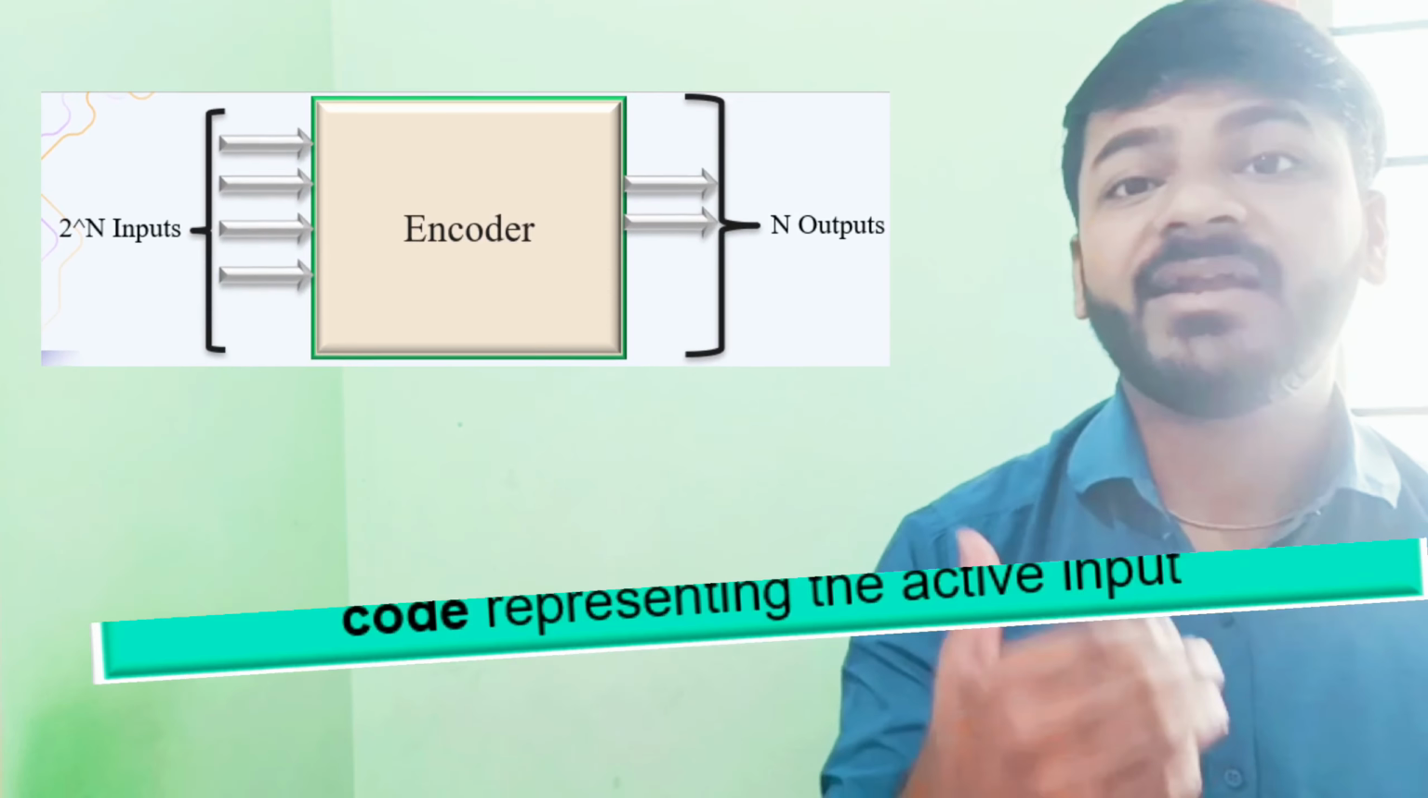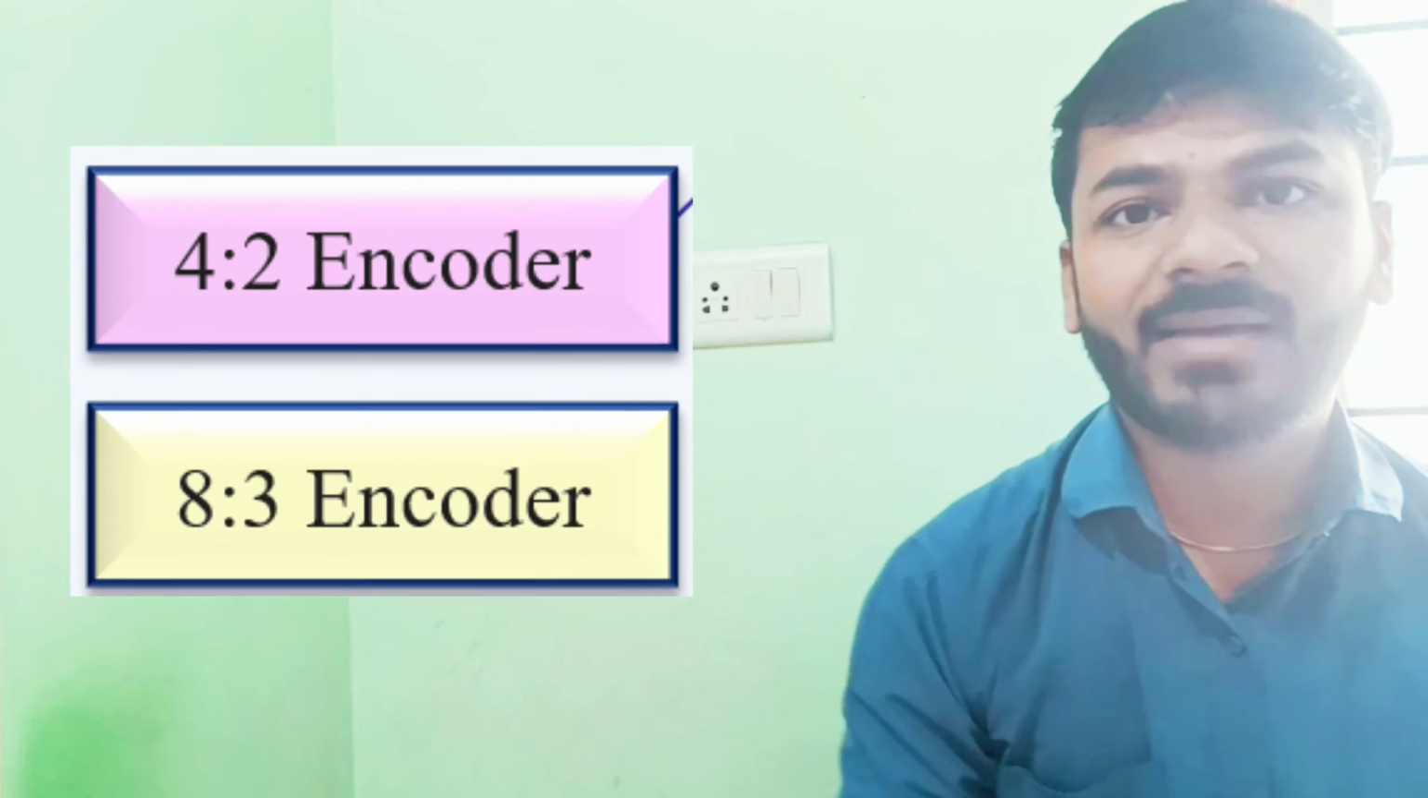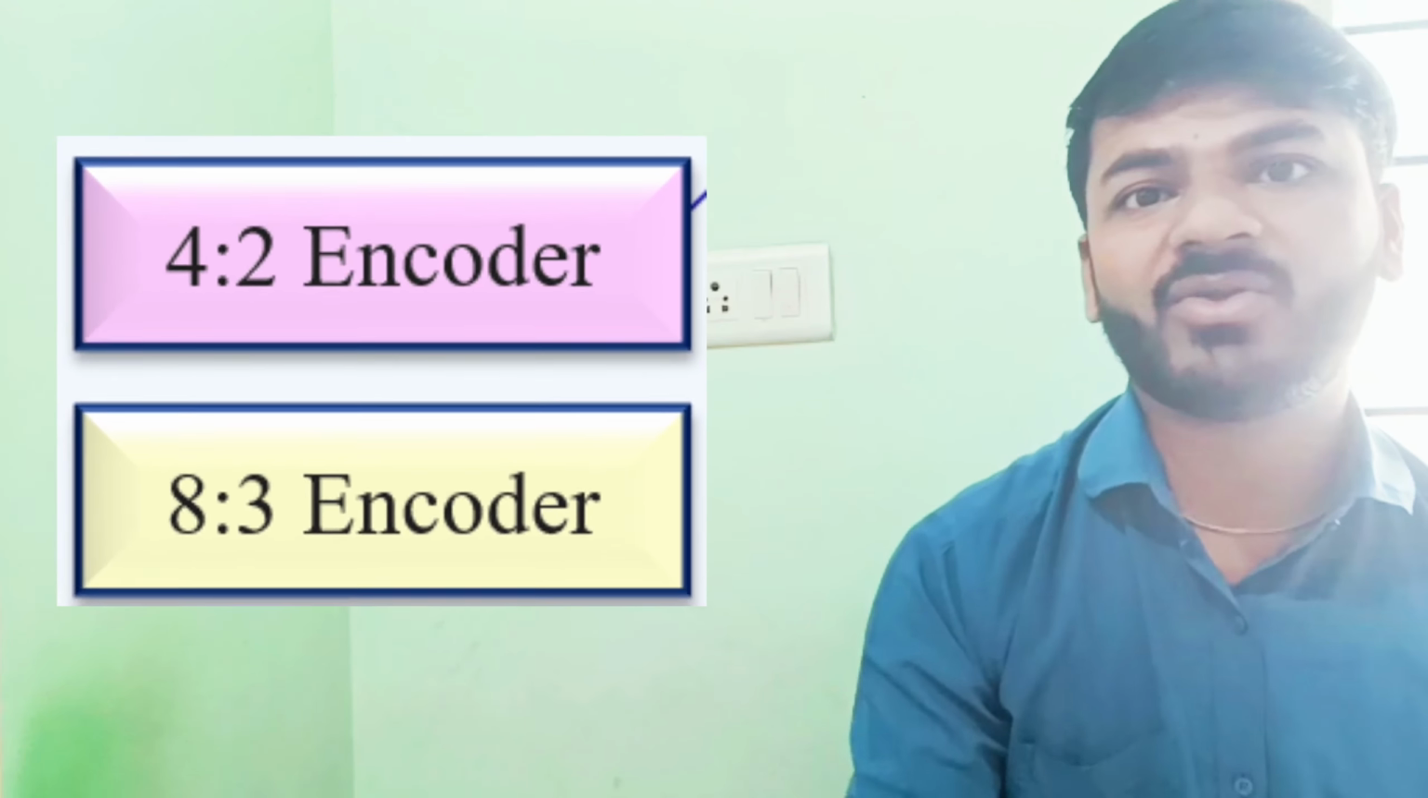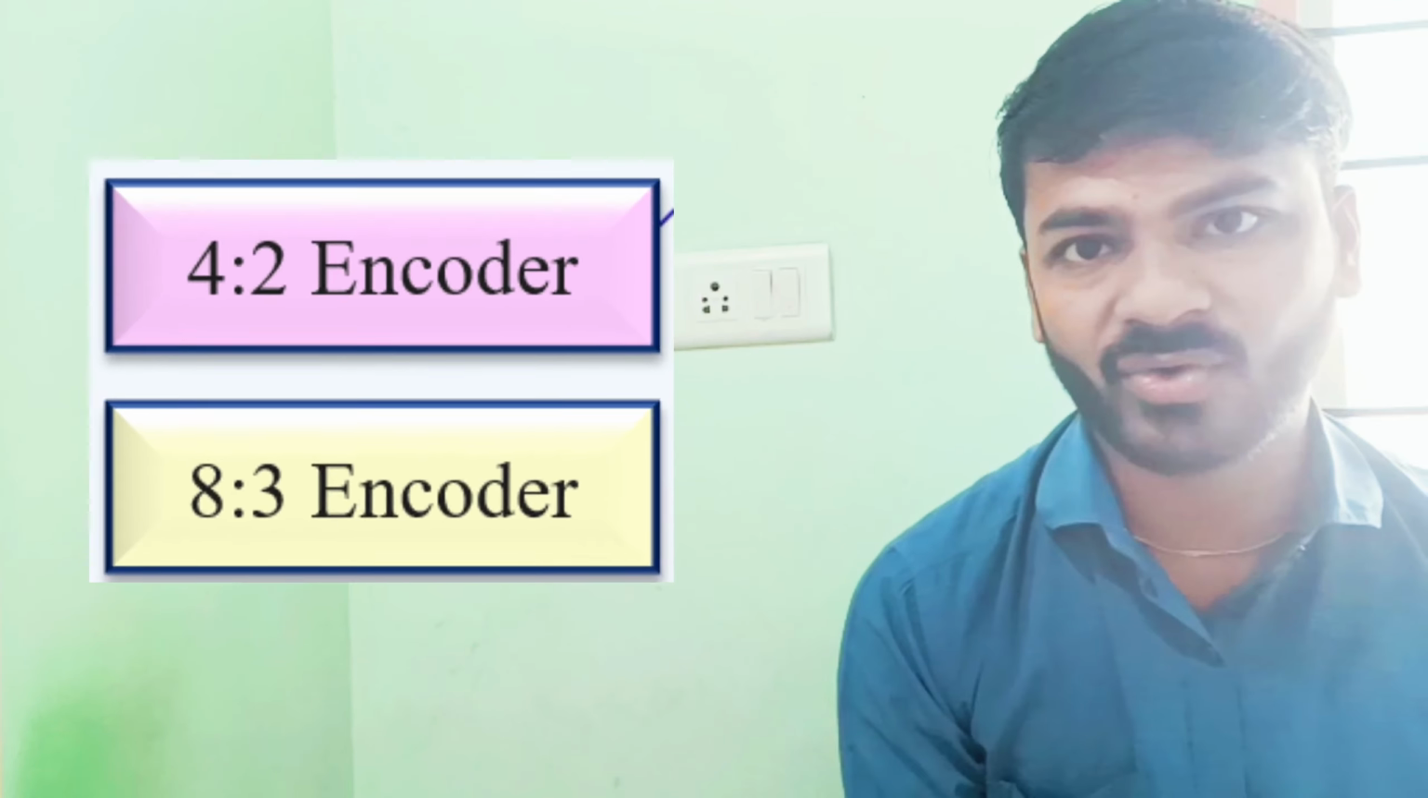Okay, and it has 2 to the power n inputs and n outputs. Means if the value of n is 2, then 2 to the power 2 is equal to 4. So 4 inputs will be there, and as n is the output, 2 outputs will be there. Based on that we can categorize different types of encoders such as 4:2 encoder and 3:8 encoder.